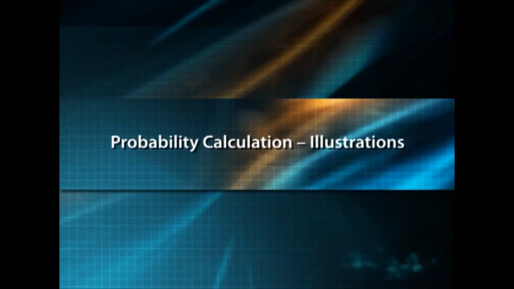Probability calculation illustrations. Problem: a card is chosen at random from a well shuffled pack of 52 cards. Find the probabilities of getting a card of number 1, a king, number 2, a red queen, number 3, a black card or a queen. Solution: let capital A be the event of getting a king card, capital B be the event of getting a red queen, capital C be the event of getting a black card, and capital D be the event of getting a queen card.